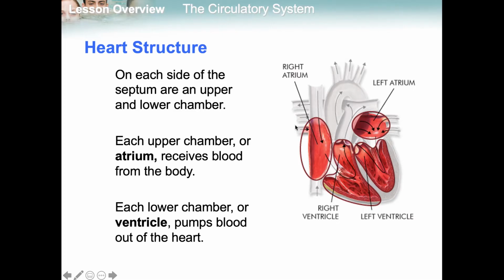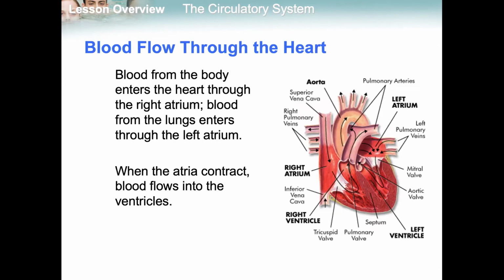Atriums are up here. Here's the right atrium that gets the oxygen poor blood, and it's going to go down to the right ventricle, which is going to go up through here to the left, to the lungs, then to the left atrium from the lungs, which is oxygen rich, then to the left ventricle, which then pumps out of the heart, and then to the body. And then you can see the whole movement right here. Everywhere there's arrows is the way the blood is pumping.